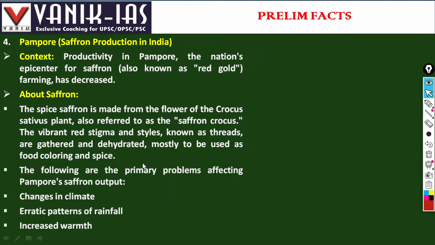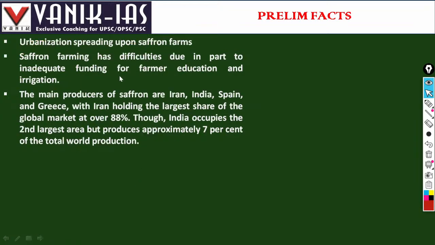The following are the primary problems affecting Pampore's saffron output: changes in climate, erratic pattern of rainfall, increase in the warmth, urbanization spreading upon saffron farms. Saffron farming has difficulty due to inadequate funding for farmer education and irrigation. The main producers of saffron are Iran, India, Spain, and Greece, with Iran holding the highest share in the global market at over 88%. Though India occupies the second largest area, it produces approximately 7% of total world production of saffron.